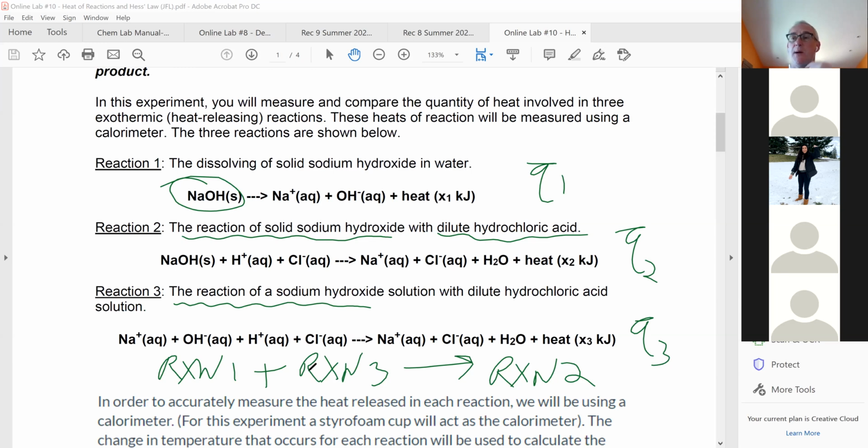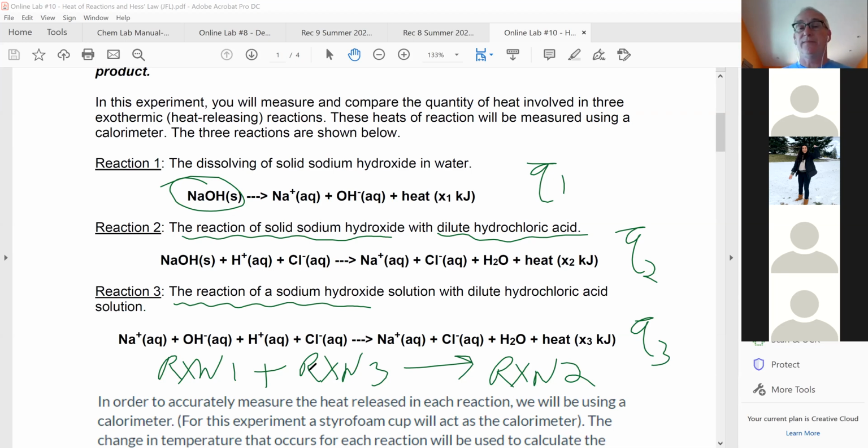Because in reaction 2, both of those things are occurring. Both the sodium hydroxide is being dissolved in water and creating ions. That's reaction 1. And then subsequently, those ions are interacting with hydrochloric acid, undergoing a neutralization reaction and forming water. So both of those reactions are number 2. Both 1 and 3 added together equal 2.